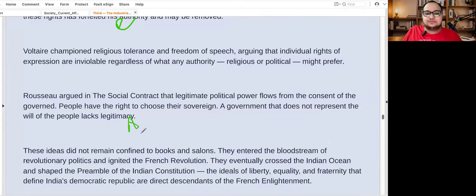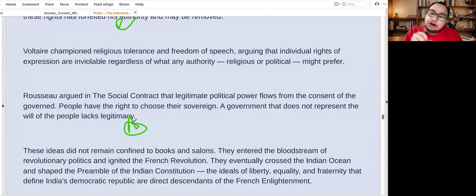Then came Rousseau. He argued in his theory of the social contract that any legitimate political power will flow from the consent of the governed. Our constitution starts with 'We, the people of India.' So we, the people of India, are the sovereign. We will decide what is good for our nation. People have the right to choose their sovereign. A government that does not represent the will of the people lacks legitimacy.